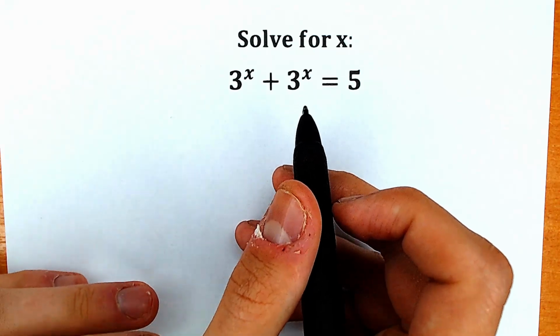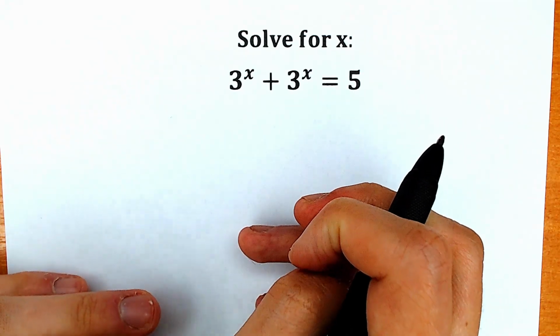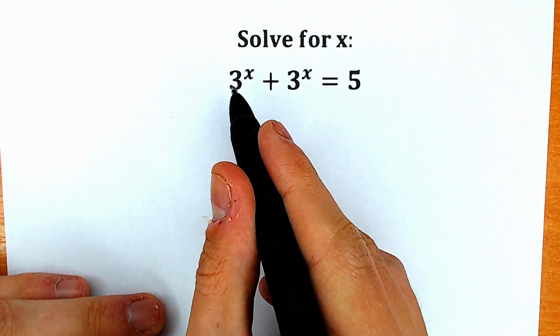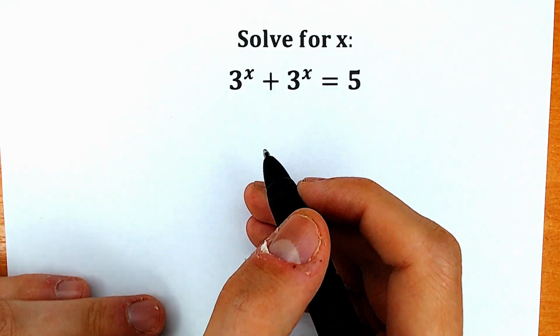So first of all, a lot of students might be saying, hey mister, maybe we'll try x equals 1. We will have 3 to the power 1 is 3, 3 to the power 1 is 3, so 3 plus 3 equals 6. This is not good.